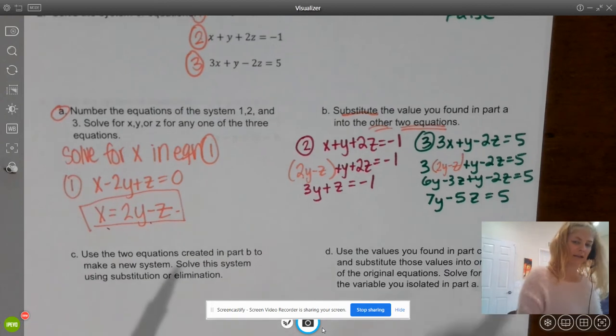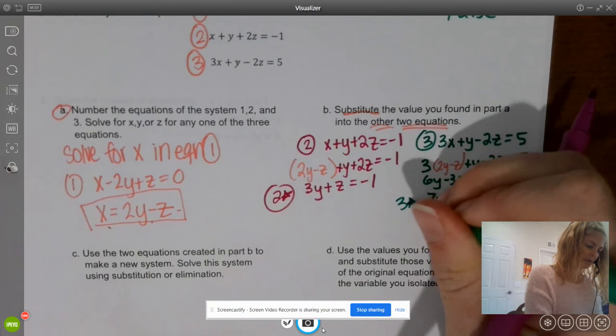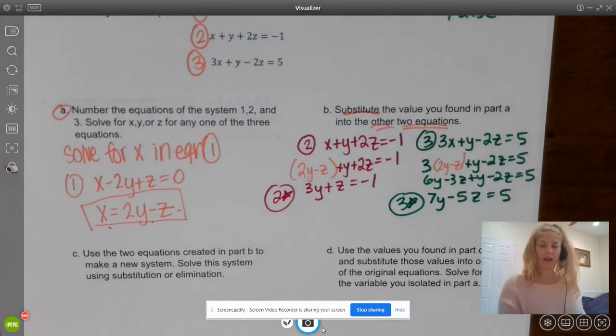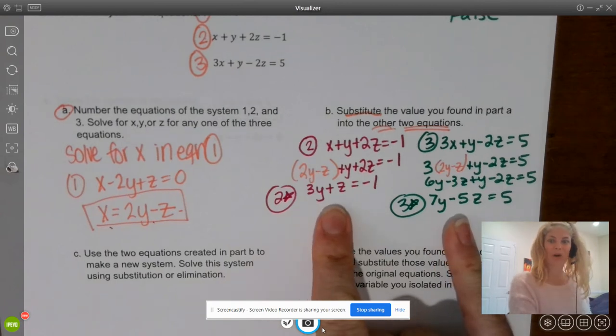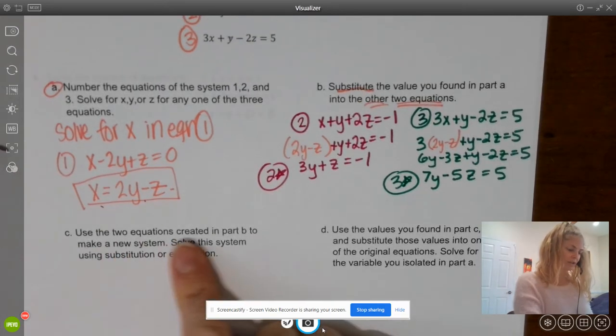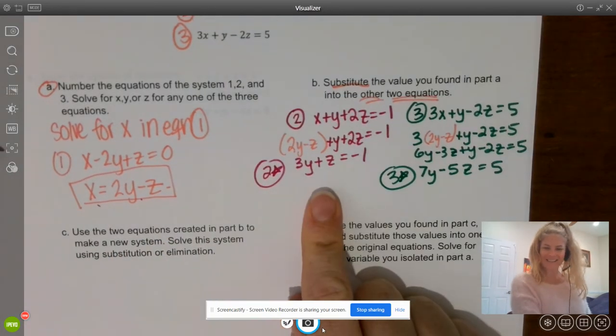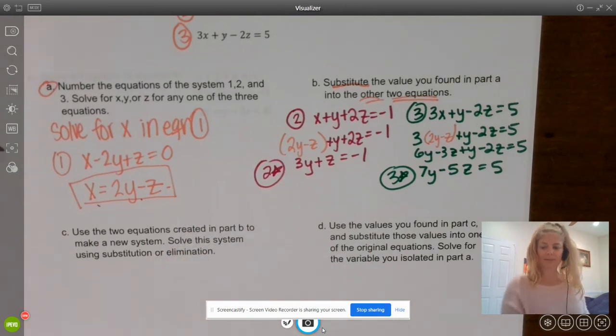A lot of times I like to call these 2-star and 3-star, so I know that I created a new system, and it's 2 equations with the same 2 unknowns, y and z. And now you know how to solve this. You can solve this with elimination, you can solve this with, I guess, graphing, but we know that doesn't work out very well all the time. You could use elimination, you could use substitution. So use the 2 equations created in part B, I like to call it our star system, to make a new system and solve the system using substitution or elimination.